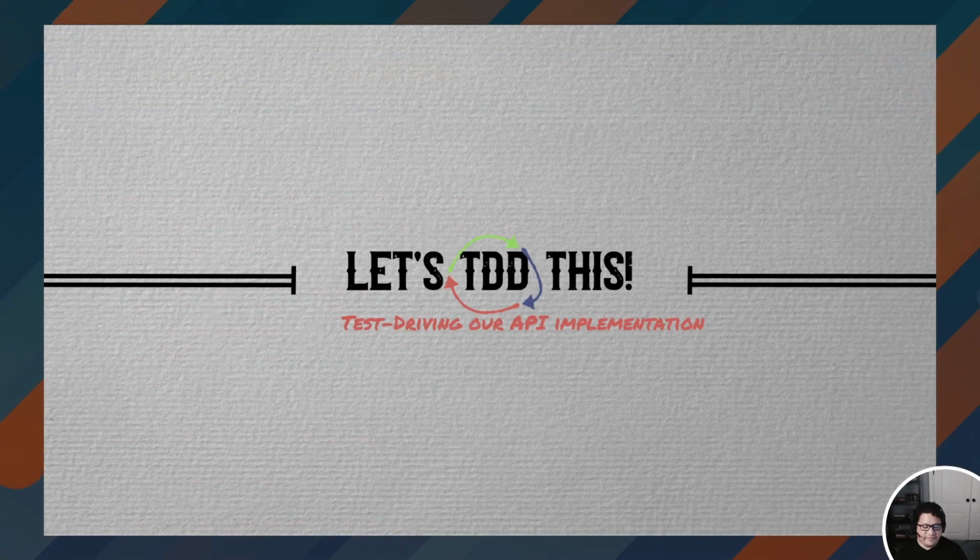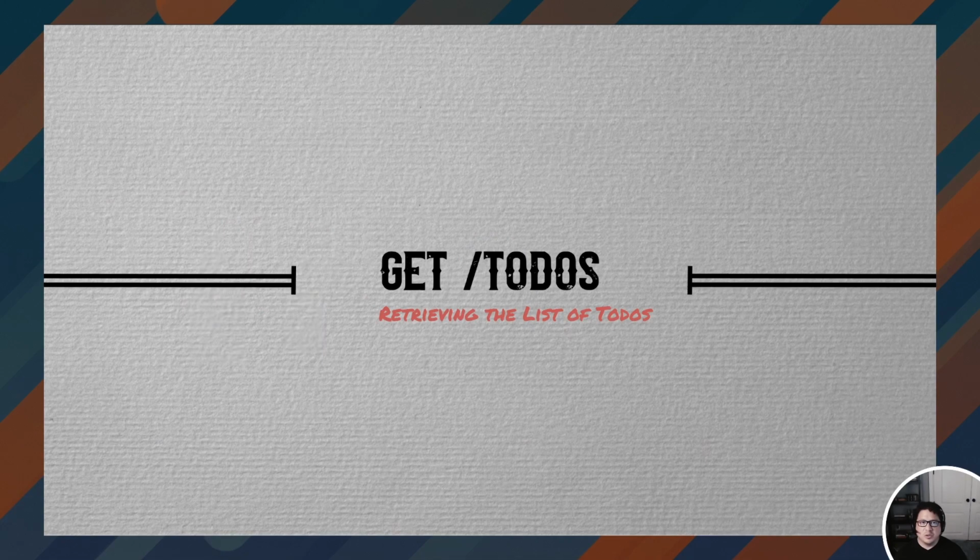Okay, so the first feature we're going to tackle is how to get the full list of to-dos. And as I mentioned before, we're going to do this in a TDD fashion. First, let's take a look at a test that would set the scene for our red stage of the TDD cycle.